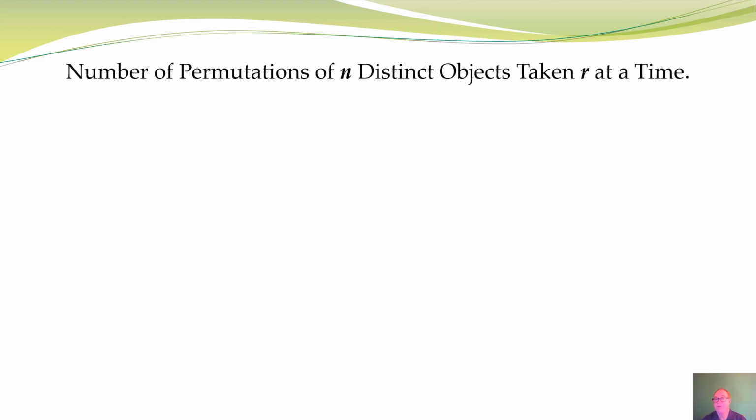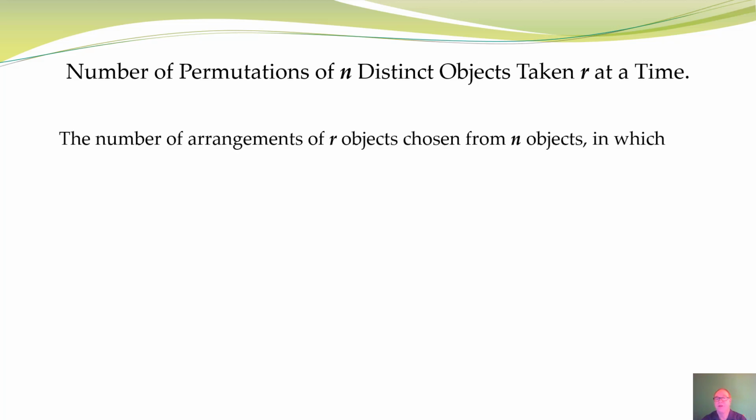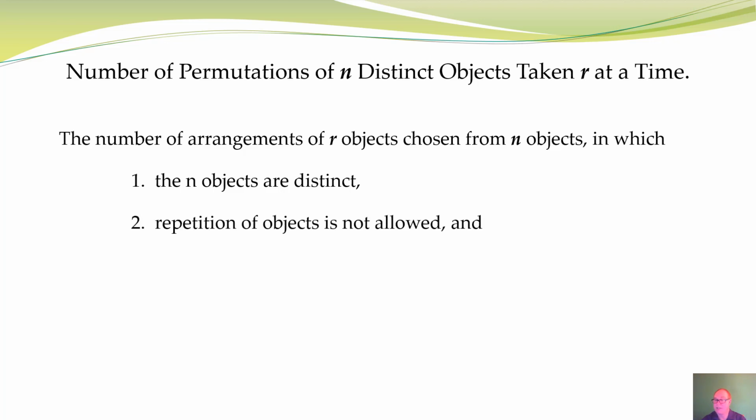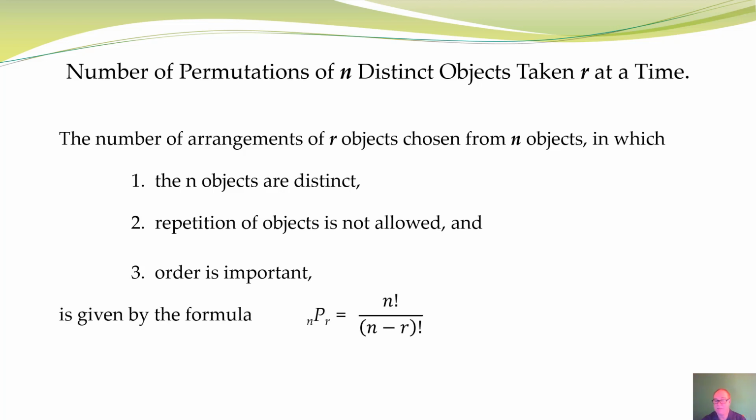Now, the number of permutations of n distinct objects taken r at a time. Well, it is the number of arrangements of r objects chosen from n objects in which, number 1, the n objects are distinct, number 2, repetition of objects is not allowed, and 3, order is important. What I talked about earlier, 3, 2, 1 and 1, 2, 3 are different. Okay, and the formula is nPr is equal to n factorial divided by n minus r factorial.